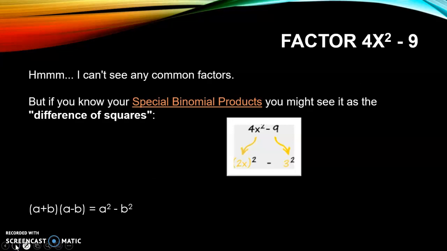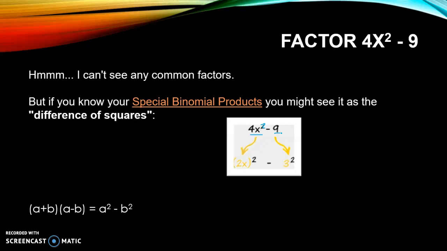So let's take a look at this. 4x squared plus 9. It's hard to see that 2 there, but that is a squared. And you don't see any common factors. The factors of 4 are 1 and 4, and 2 and 2. And then there's these x times x. And then the factors of 9 are 1 and 9, 3 and 3.